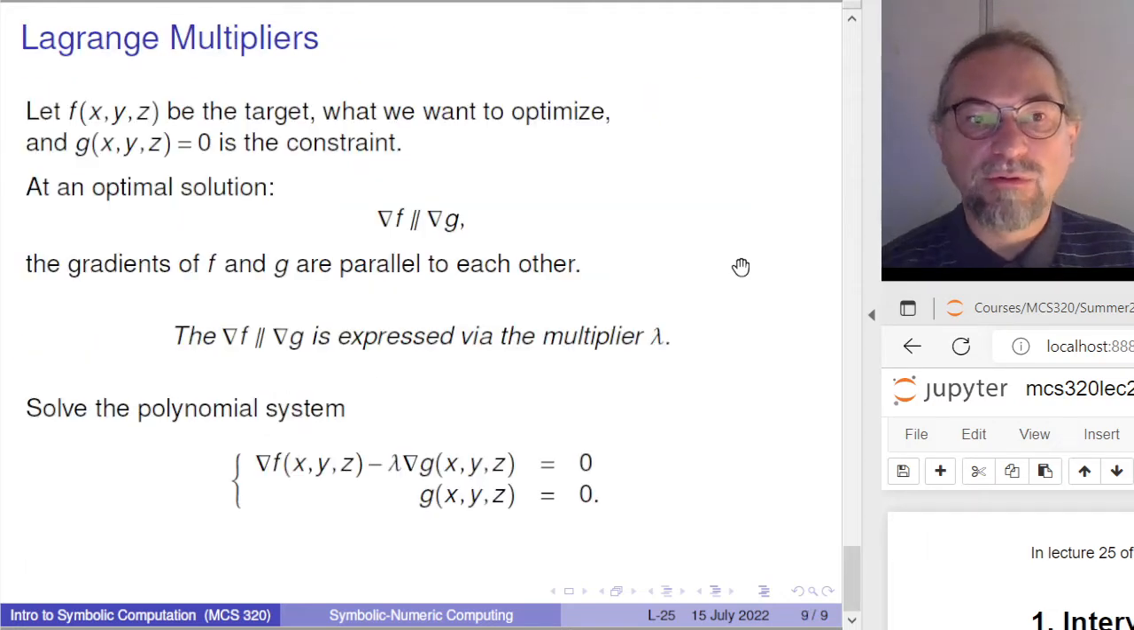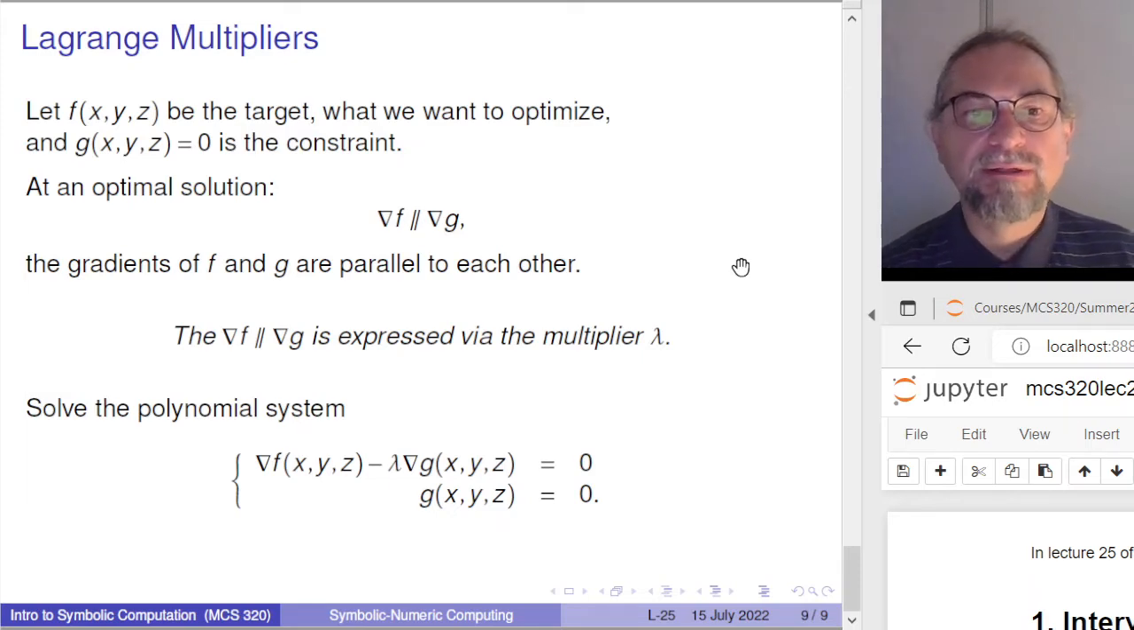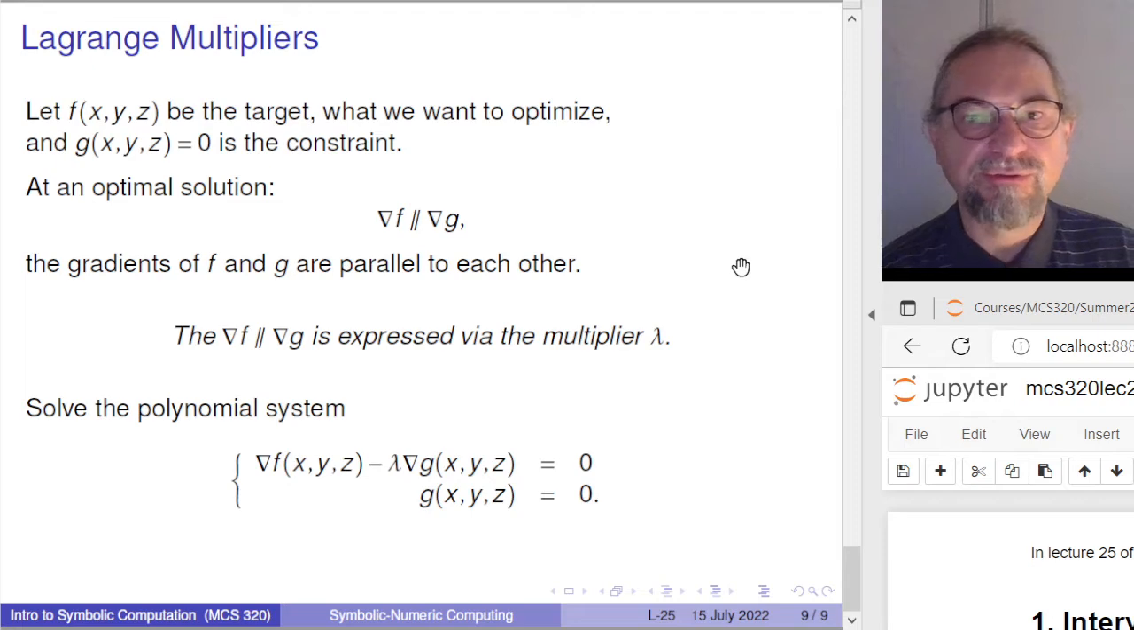Okay, so how do we solve this? Well, at a critical point, as at a candidate minimum or maximum, the gradient of the target is parallel to the gradient of the constraint. We have defined gradients before: this is the vector of all partial derivatives. And we can compute these gradients very quickly.